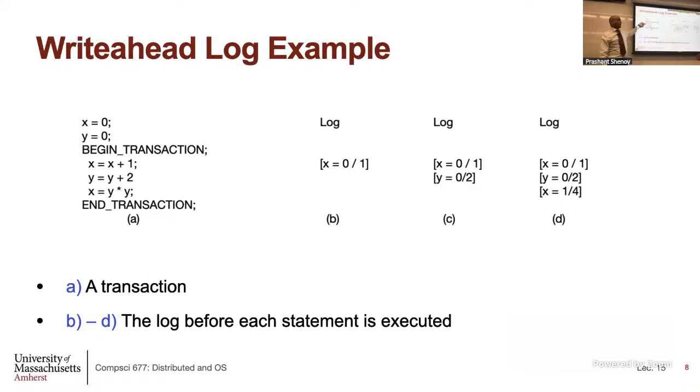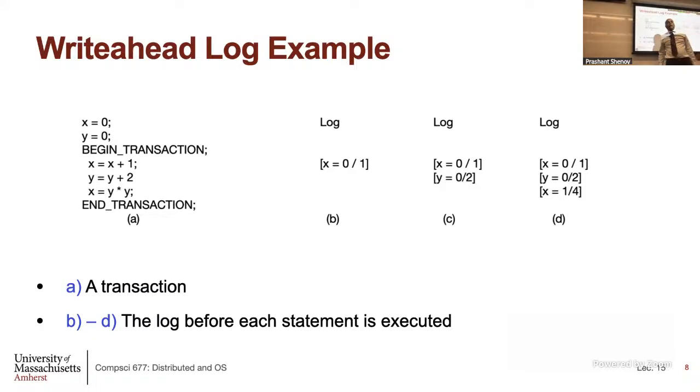If the first instruction goes and increments X by 1, you would put a transaction ID, which is not shown here. Then you say X was changed, old value is 0, new value is 1. You write this to the log. Then you actually change the value of X to 1 because you are making in-place updates. The second instruction will execute, it increments Y from 0 to 2. So you'll write that second line to the log. And the third one is going to run, and you are going to write X went from 1 to 4.